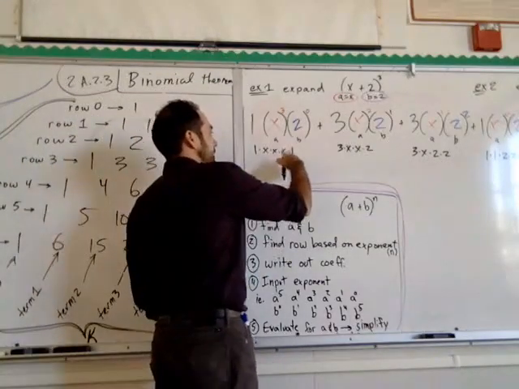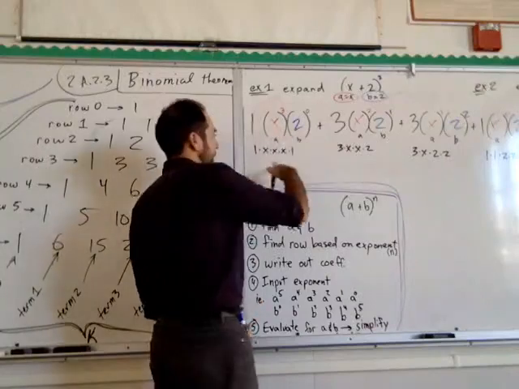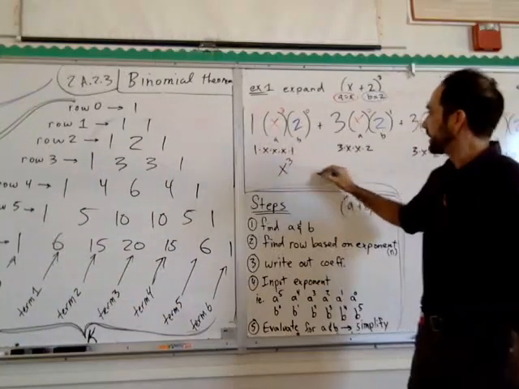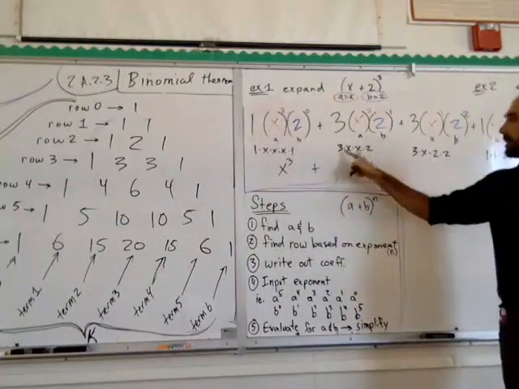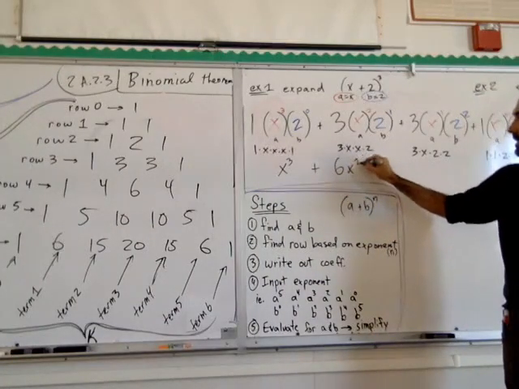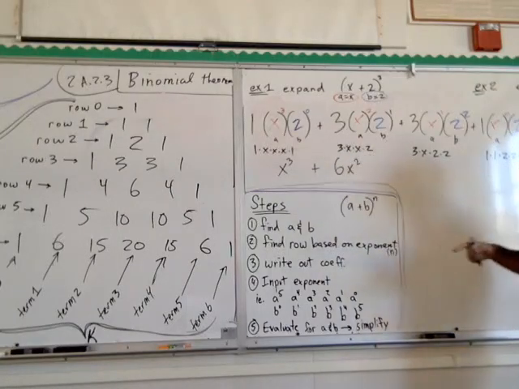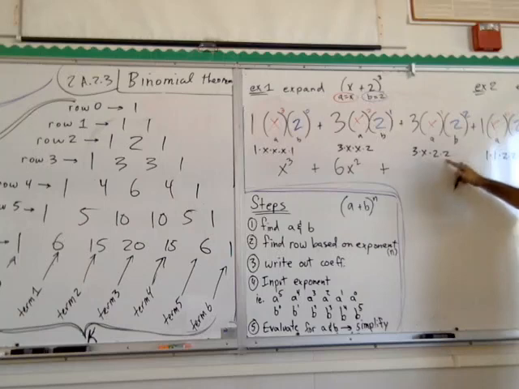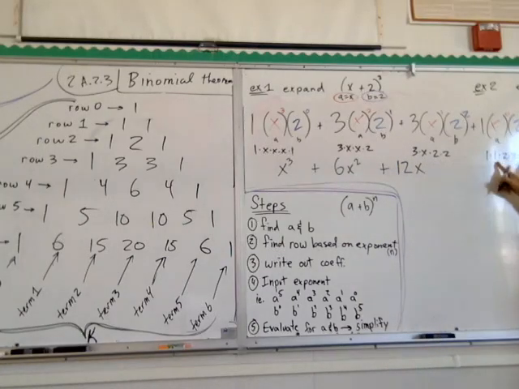So 1 times 1 is 1. I do the numbers first. That helps me. And then x times x times x, x to the third, plus 3 times 2, 6. How many x's? 2, because they're multiplied. Remember, that's x squared. Plus 3 times 2 is 6, times another 2, 12 and x. 1 times 1 is 1, times 2 is 2, times 2 is 4, times 2 is 8. Done.